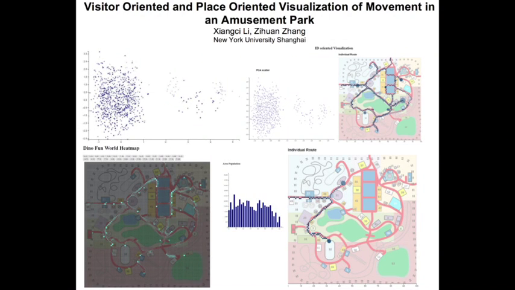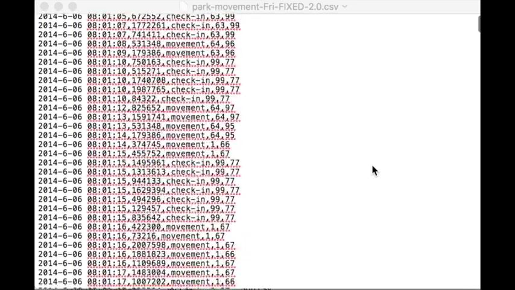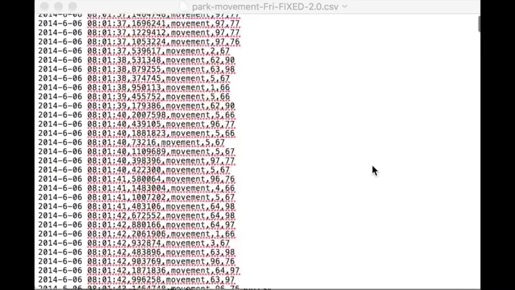Our project is based on VAST 2015 Mini Challenge 1. Dino Fun World is a simulated amusement park with size 500 meters times 500 meters. All visitors are equipped with park apps to record their movement information. A CSV file containing around 6 million tuples is provided.